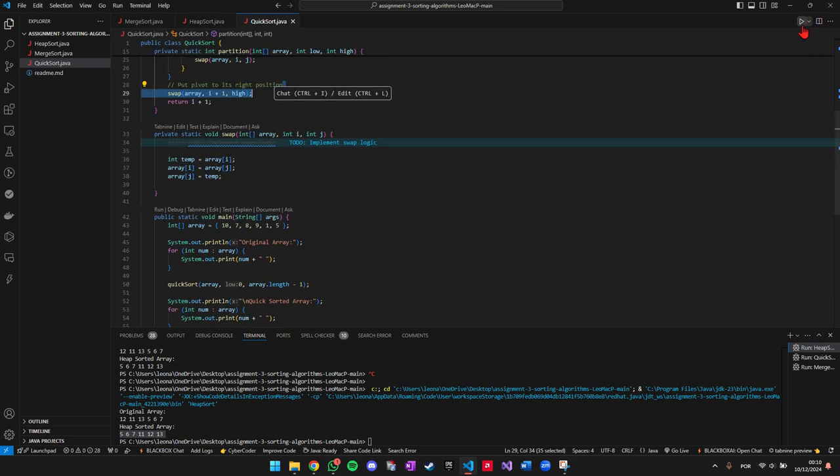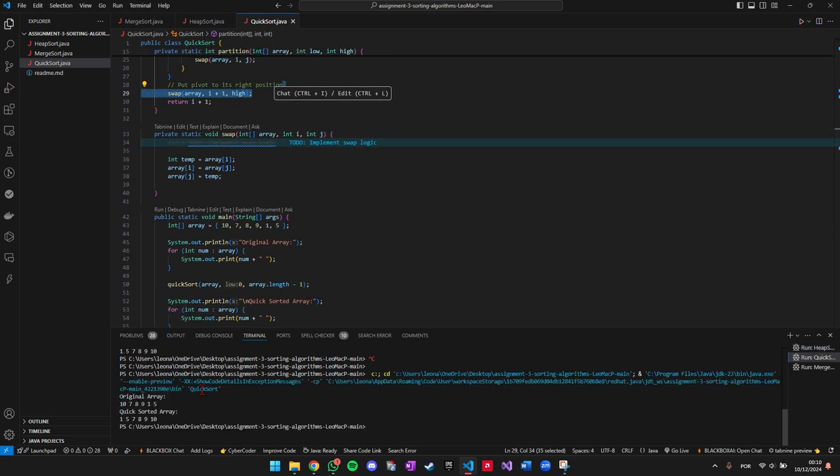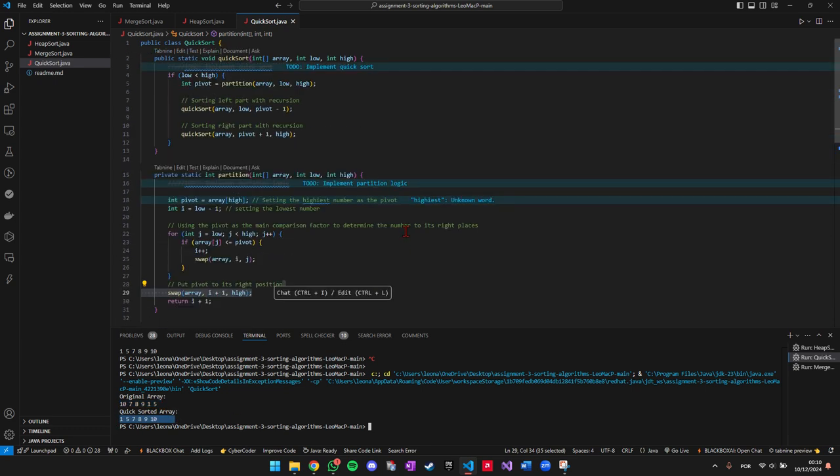So let me show you the testing too. There you go, the original one, and then the increasing one. And yeah, that's pretty much it.